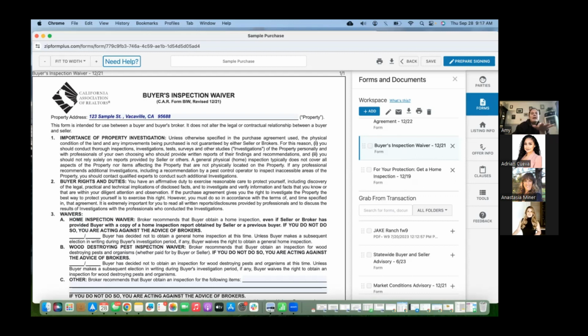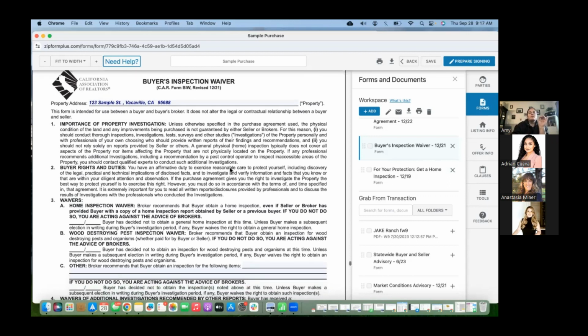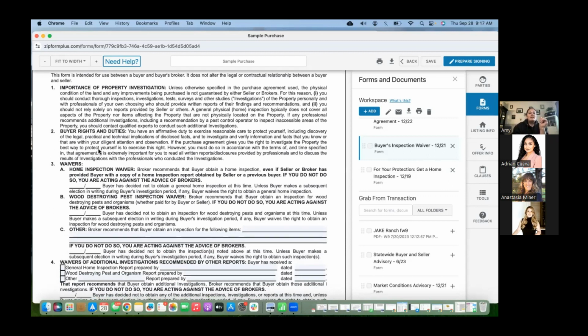Okay, on that, you've got your buyer's inspection waiver, or your BIW form. You put the full property address on the top. This form is intended for use between a buyer and a buyer's broker. It does not alter the legal or contractual relationship between a buyer and a seller. The importance of property investigation: unless otherwise specified in the purchase agreement used, the physical condition of the land and any improvements being purchased is not guaranteed by either seller or brokers.